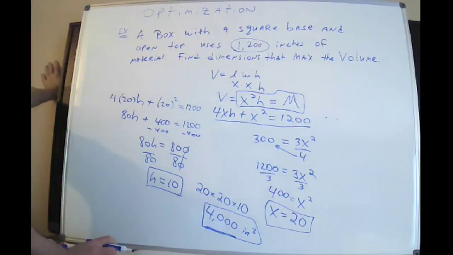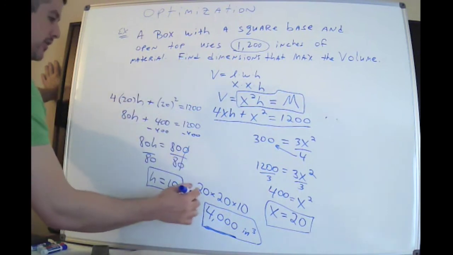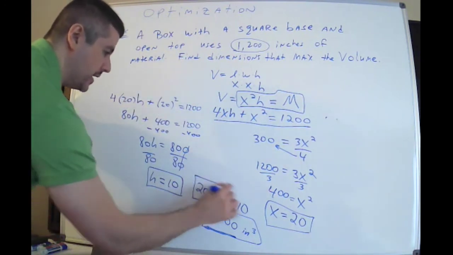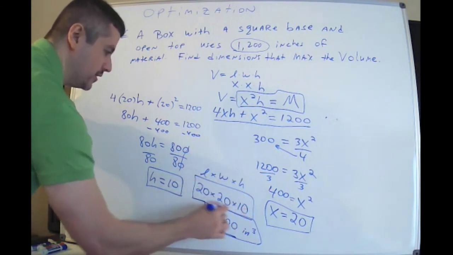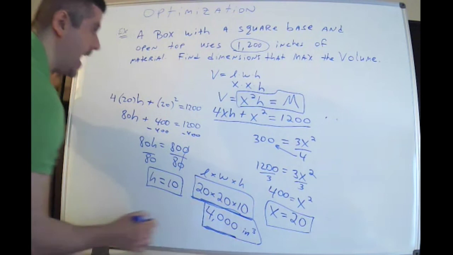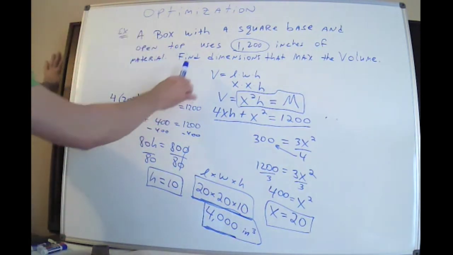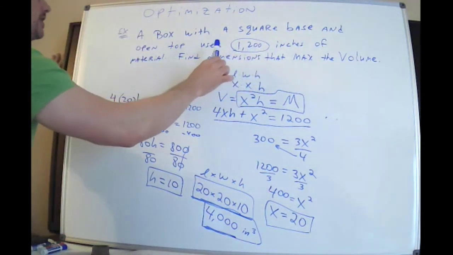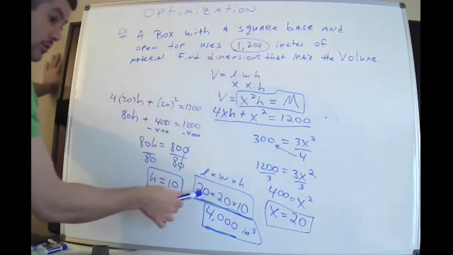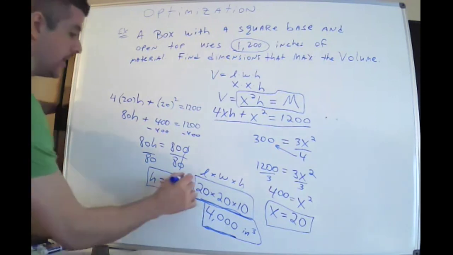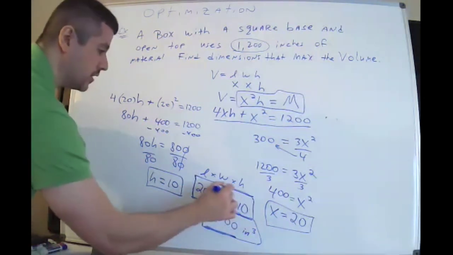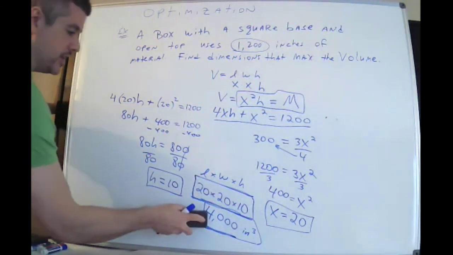So you got 4,000. So the dimensions that maximize the volume. Oh, actually, the problem said, what are the dimensions? There you go. Those are your dimensions. You didn't even actually have to find the volume. They didn't ask you for the maximum volume. They asked you for the dimensions that maximize the volume. They actually didn't ask you for the maximum volume. It's 4,000. They wanted the dimensions. So you would actually have stopped over there. You didn't even need that.